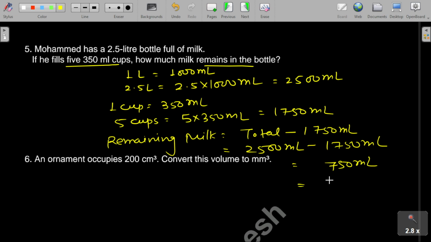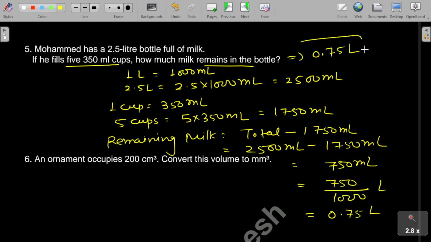And we can convert this into liters, which is 750 upon 1000 liter, 0.75 liter. Okay, so the answer is 0.75 liter, or you can write 750 ml. Both are correct.